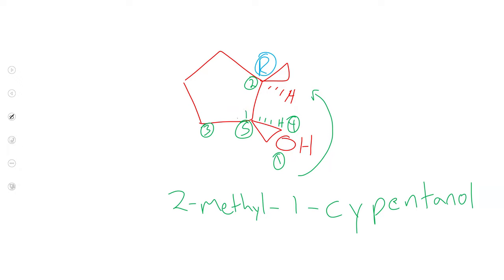If this is carbon one, this is getting really messy. We would just say the carbon one is S and carbon two is R. So we'd say 1S, 2R.